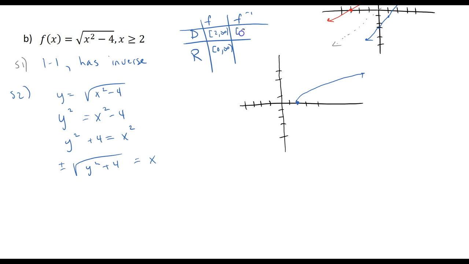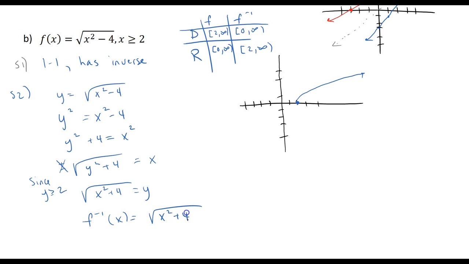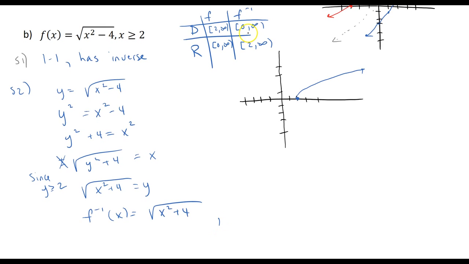We know that our domain for f inverse is going to be 0 to infinity, and our range is going to be 2 to infinity. So when we swap this, we're going to have y equals the square root of x squared plus 4, and we don't need the plus or minus since we know that y is greater than or equal to 2. So f inverse of x is going to be the square root of x squared plus 4, and we do have this restriction here that x has to be greater than or equal to 0.